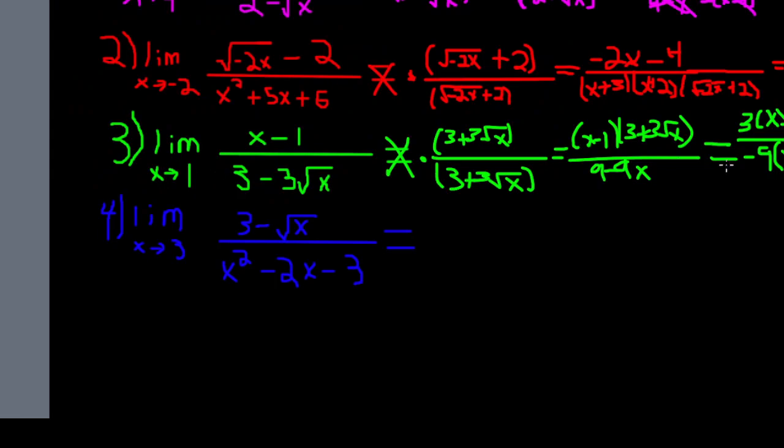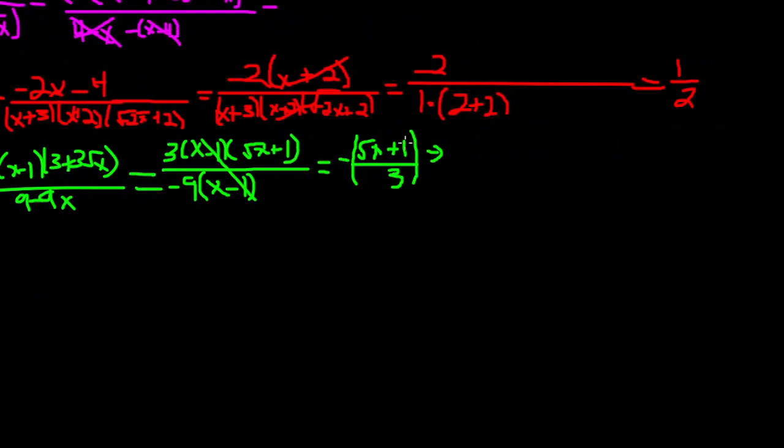And now let's plug in our 1 again. x is 1. So the square root of 1 is 1, and we get negative 2/3. Okay. Yay.